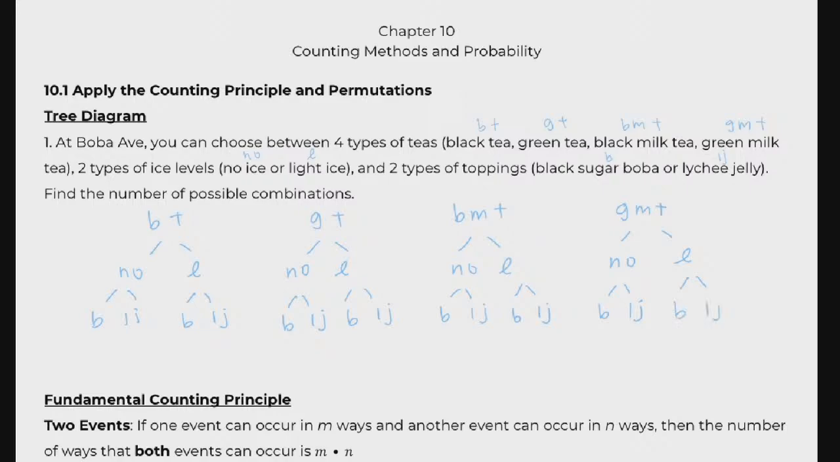And after you complete the tree, you can count the numbers of options at the end. So it's going to be the last branch here. And that's 16. So there's 16 combinations.